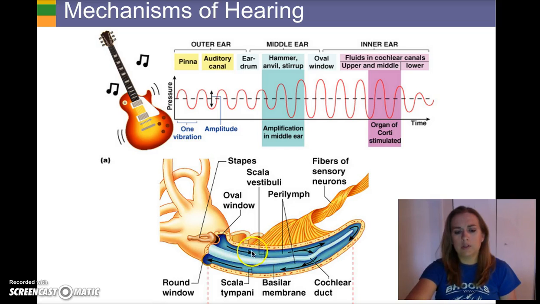So here you've got the sound traveling through the fluids, and it stimulates the organ of Corti as that happens. So the basilar membrane is here, and this is essentially where the signals are picked up and then sent to the cochlear nerve and then to the brain.